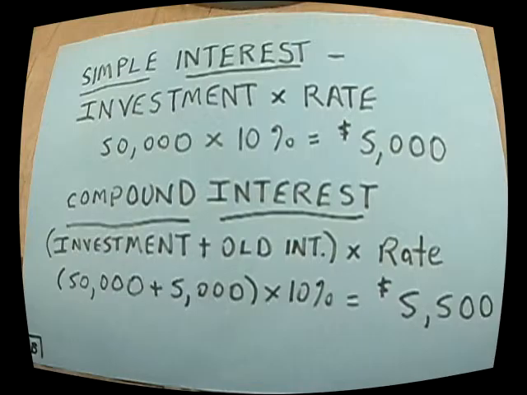Well, now let's consider compound interest. So with compound interest, you have the initial 50,000. The first year, the rate would be 10%. You'd have $5,000 interest, but perhaps you wouldn't pay it. So instead, the new balance rises to 55,000. Now you've got your 50,000 initial investment, plus the $5,000 interest that you didn't pay last year. This creates a $55,000 balance.